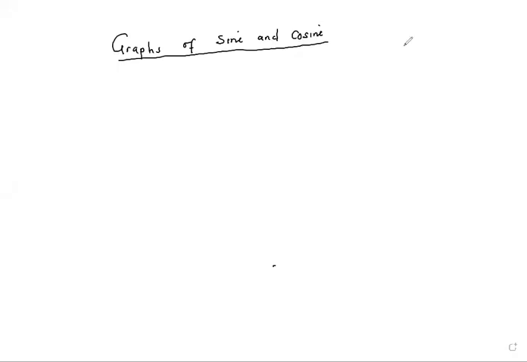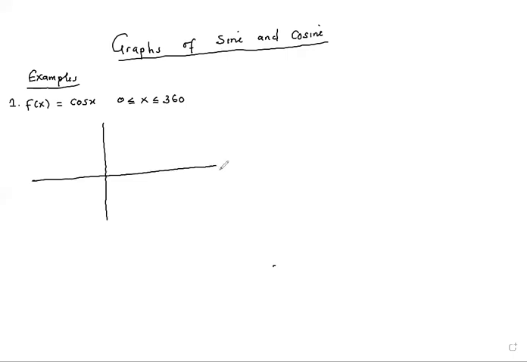So, going straight into some more examples. The first one: f of x is equal to cos x, from 0 less than or equal to x less than or equal to 360. So here, at least I'm happy. Those who've seen the solutions have managed to get the correct thing.